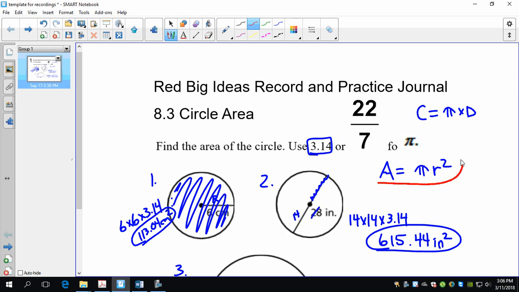So for 8.3, area of circles, the big highlight is: area of a circle equals pi r squared. The number we use for pi is 3.14. Just a reminder, there's a difference between circumference, which I believe we did on 8.1, and area. Circumference is pi times d. So radius for area, diameter for circumference of our circles.